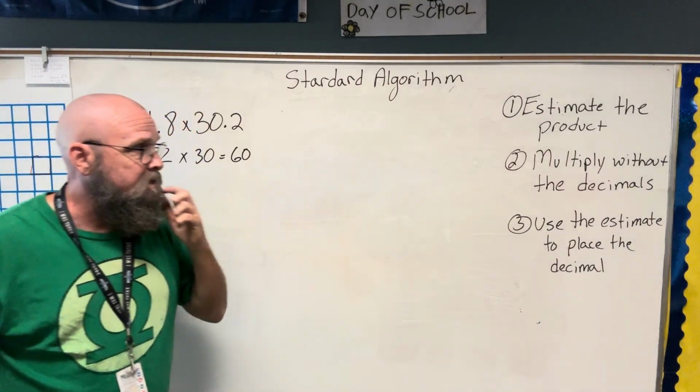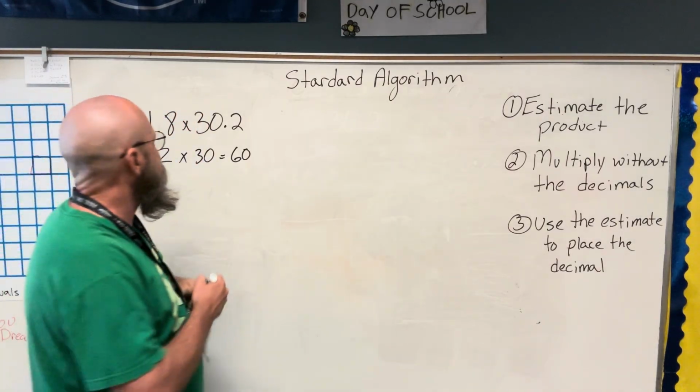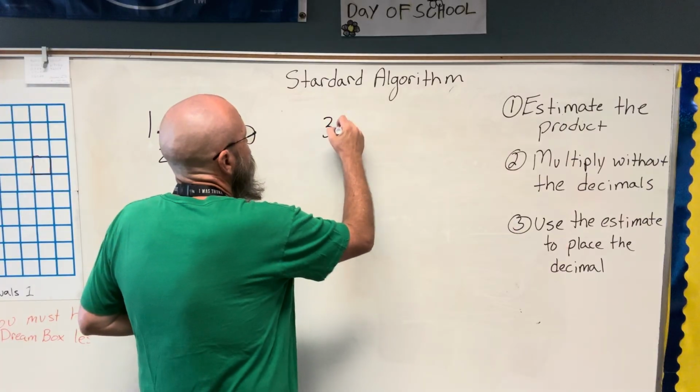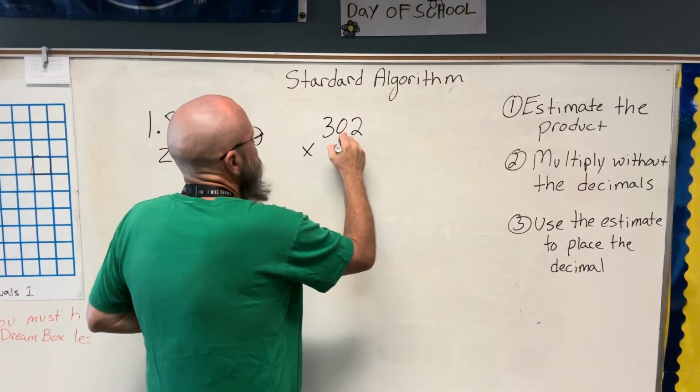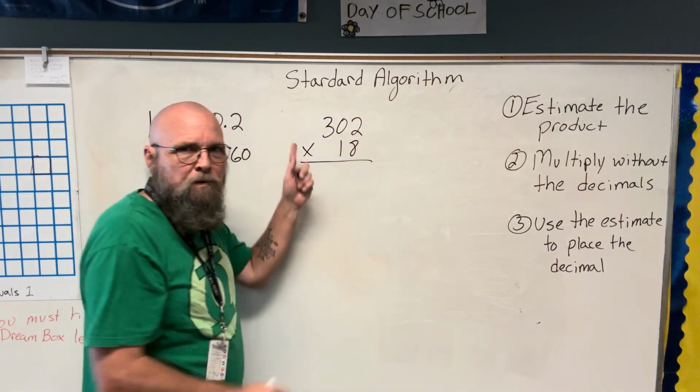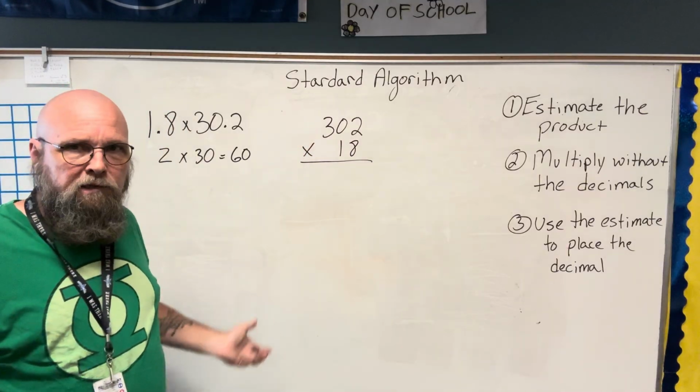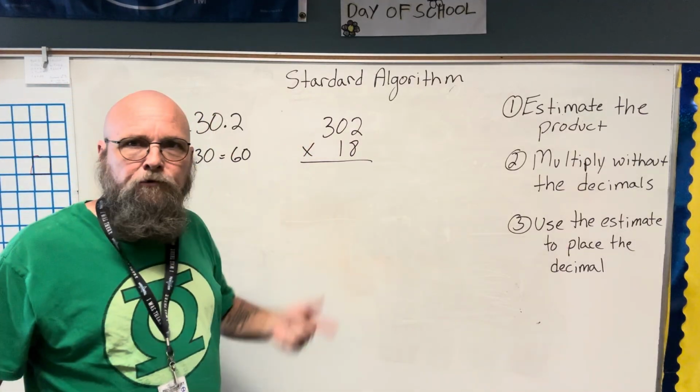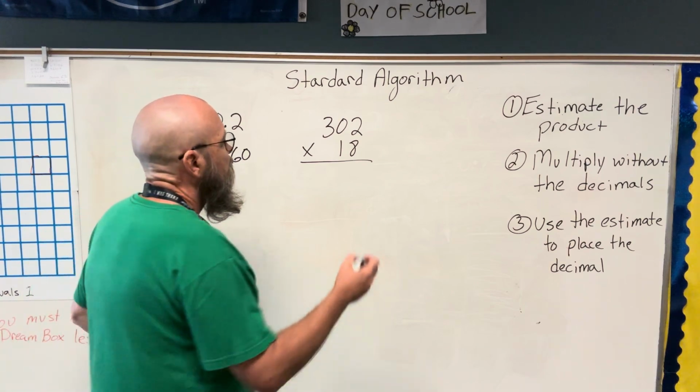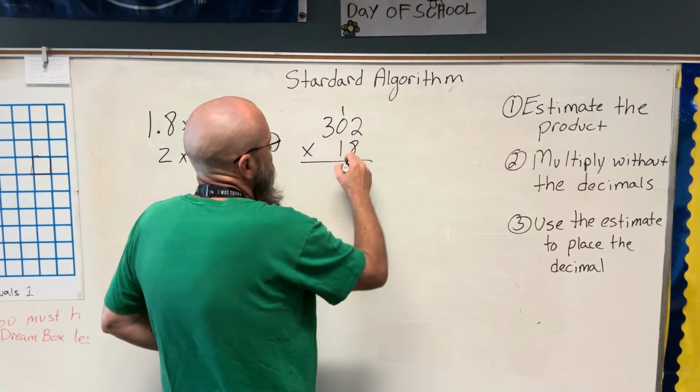Well, the second step says multiply without the decimal points. So I would multiply 302 times 18. I'd always put the one with more digits at the top. That's just easier. I see some of y'all doing it the other way around, and it's cray-cray. 2 times 8 is 16.